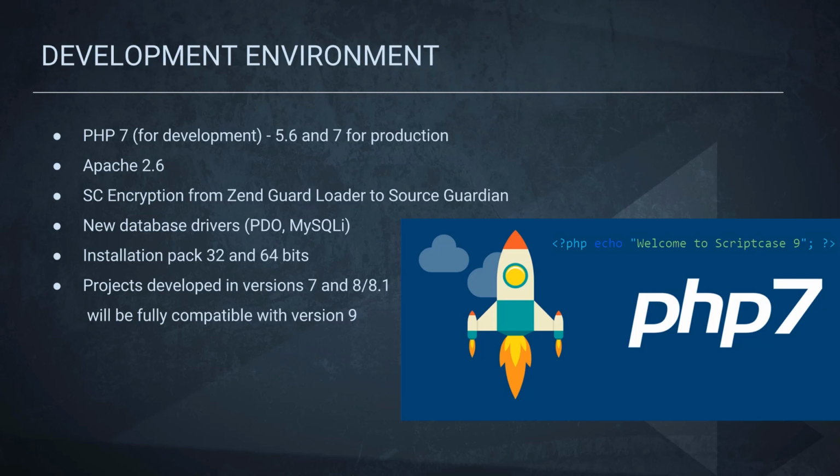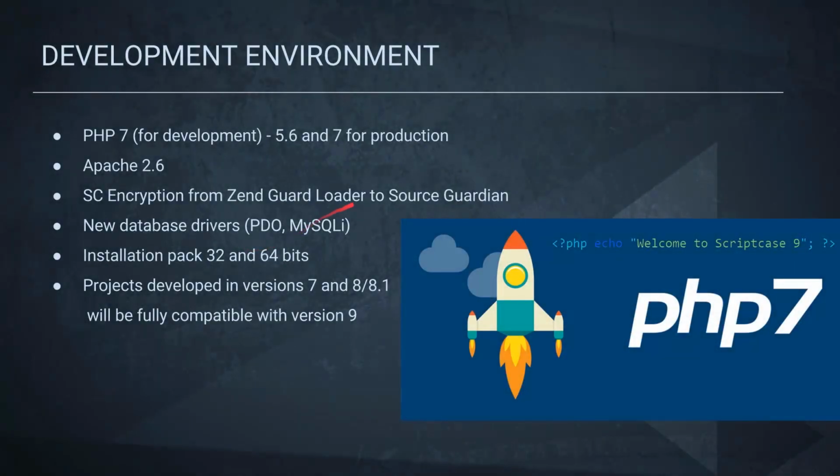If you want to bring your old projects to Scriptcase 9, you will just have to convert them. So again here we have also the new Apache version 2.6. A new encryptor. We have now Source Guardian, not ZendGuard Loader anymore. We had to change the encryptor. This is the encryptor for Scriptcase itself, okay, not for the applications. The applications from Scriptcase are not encrypted. So we are not using ZendGuard Loader anymore. We are just using now the Source Guardian, okay.